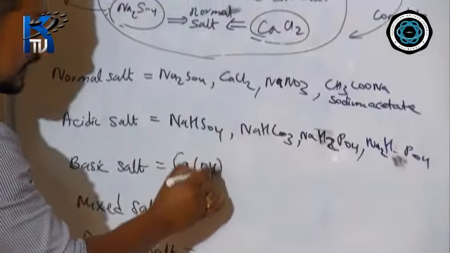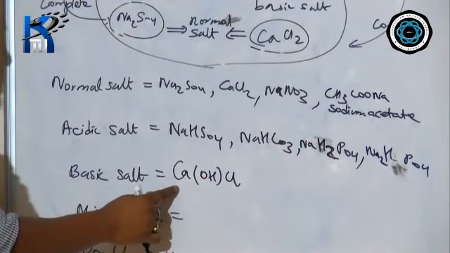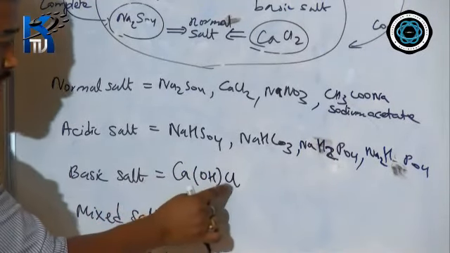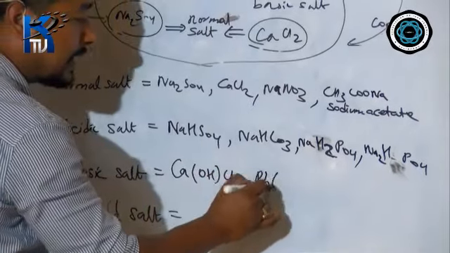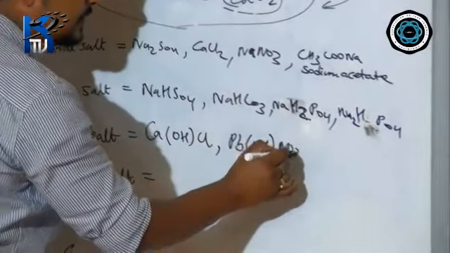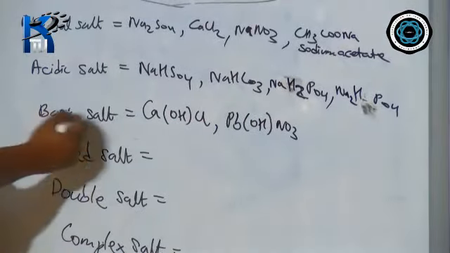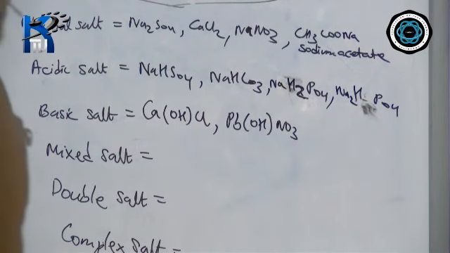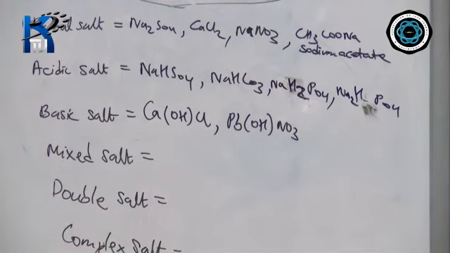So one example of a basic salt is calcium hydroxyl chloride. How do we pronounce the name? Calcium hydroxyl chloride. You can say lead hydroxyl nitrate. So these are the examples of basic salt, and many more are given in your book, so you can refer to that. Okay, if you want, you can take a screenshot of it.